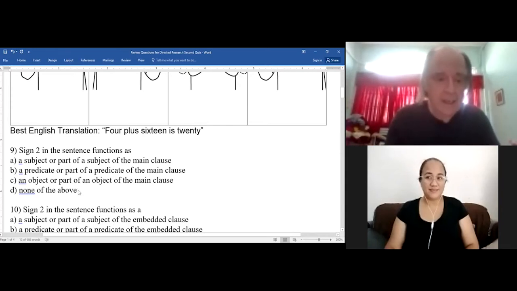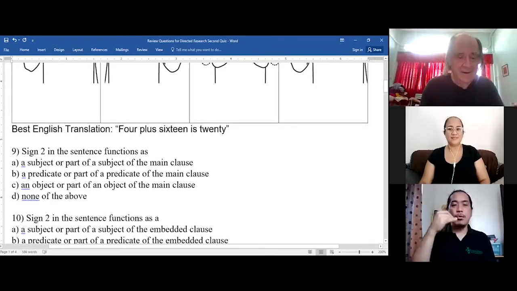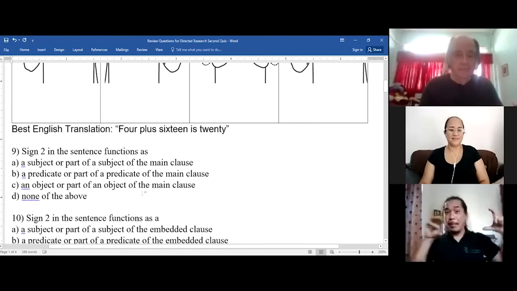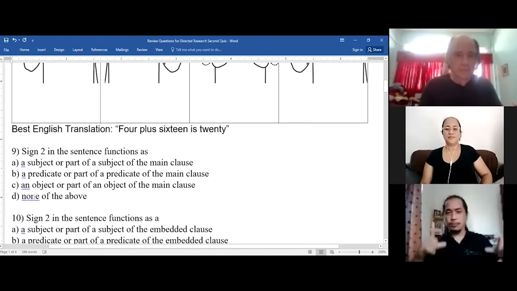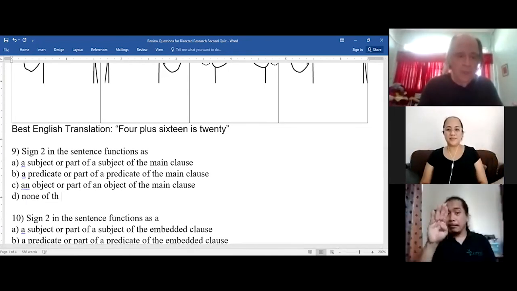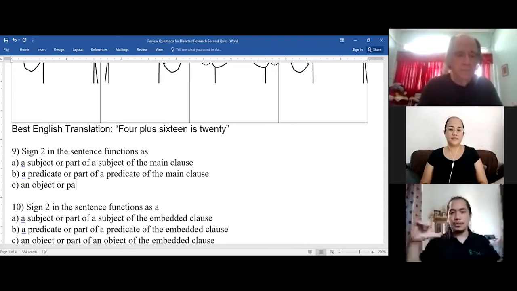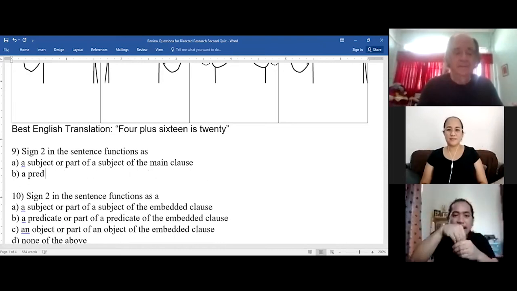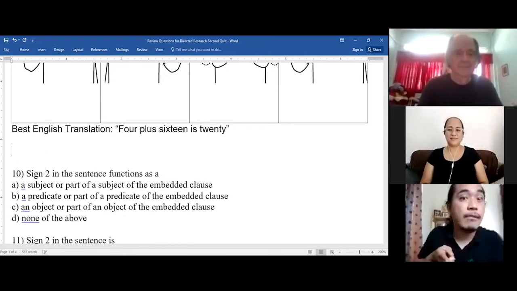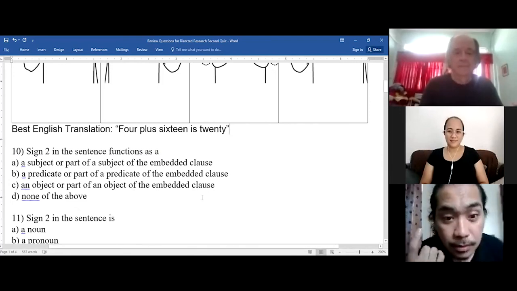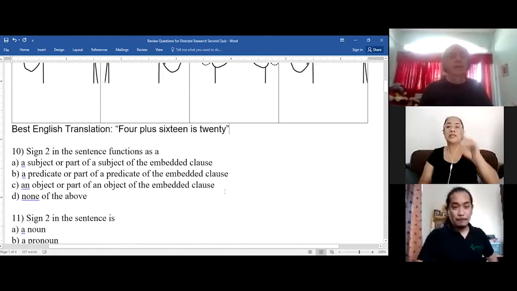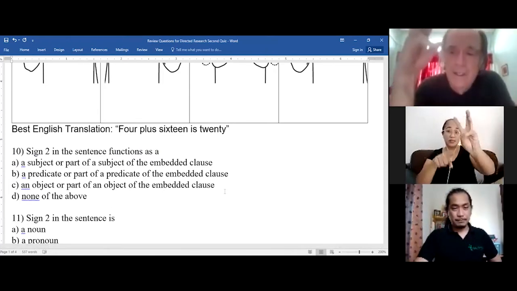This is Peebs. Yeah, I made a mistake. We need to be careful, because what I did was I couldn't differentiate the main versus the embedded. We have to look at the question carefully because it asks exactly for the main clause. And when I was looking at that question, I was thinking it was embedded. Sign number 2 in the sentence, 16, 16 together.